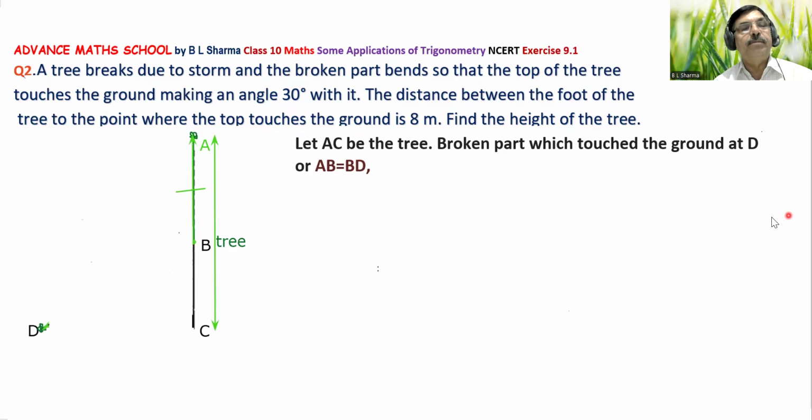बी से डी की तरफ देखो. See the figure. ये देखिए. The tree breaks here and this part comes down here at point D. It means AB is equal to DB. It is making 30-degree angle with the ground. This angle is 30 degree.